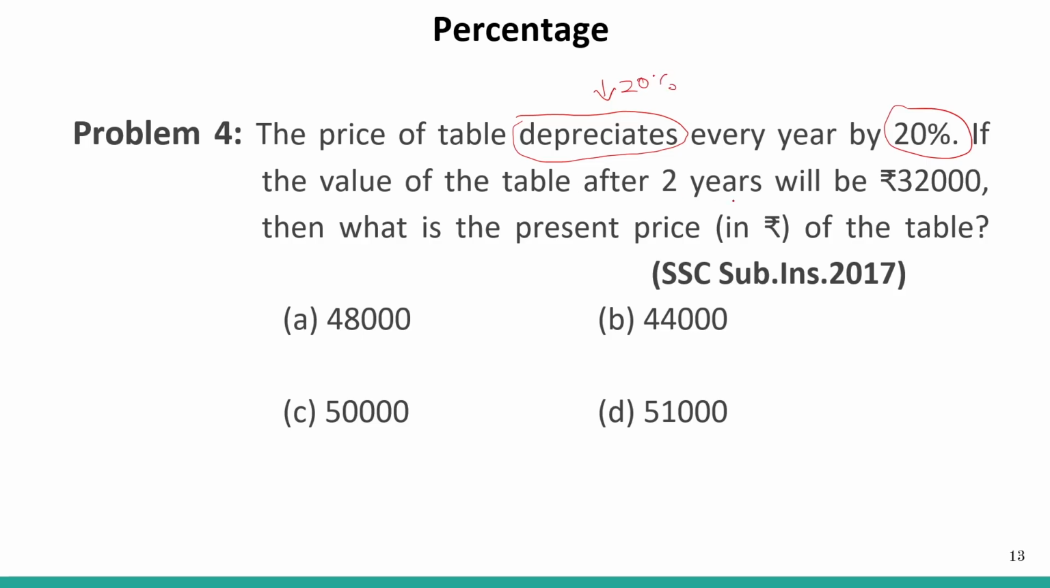If the value of the table after 2 years is given to us, what is the present price? We want to calculate this one. Is it 48,000, 44,000, 51,000 or 50,000? Only one of these is correct, so let's see which one among these is correct.